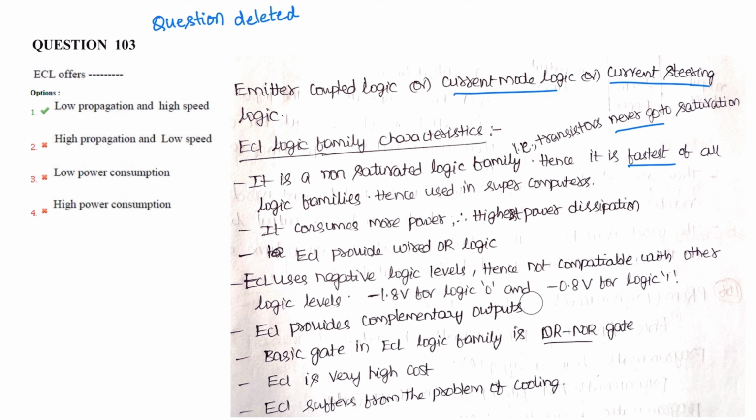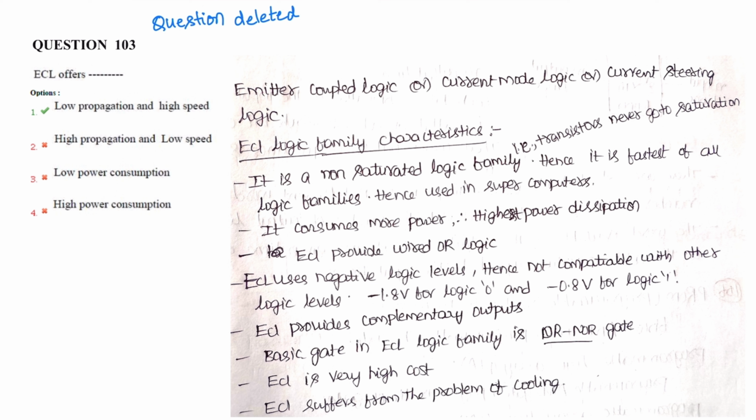Fastest logic family. The other name for ECL is current mode logic or current steering logic. The transistors in the emitter coupled logic family never go into saturation. It consumes more power, that is highest power dissipation. ECL provides wired OR logic, and it also provides complementary outputs. Basic gate in ECL is OR gate or NOR gate, and it suffers the problem of cooling.